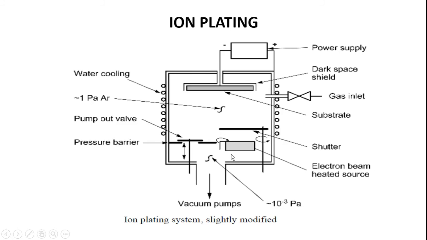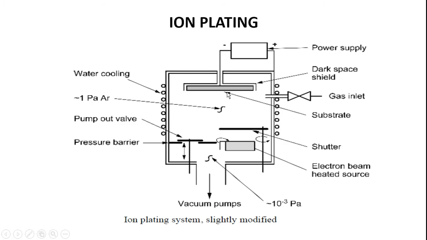So this is the pressure barrier, and this is the chamber. These tubes are water cooling tubes to cool the chamber, this is the inert gas inlet valve, and this is a dark space shield. This is the substrate that is to be given negative polarity voltage, the substrate over which the nano-layer deposit has to be made.